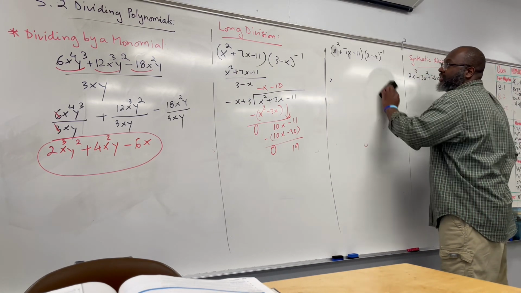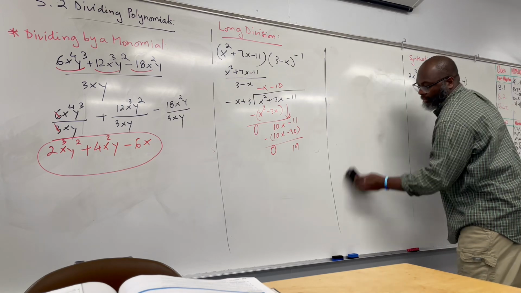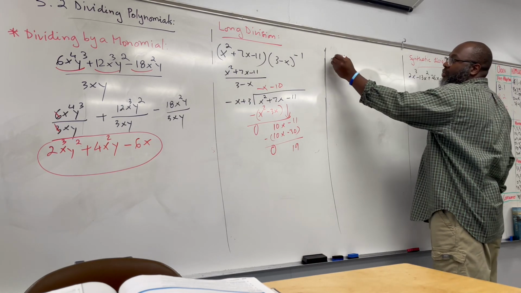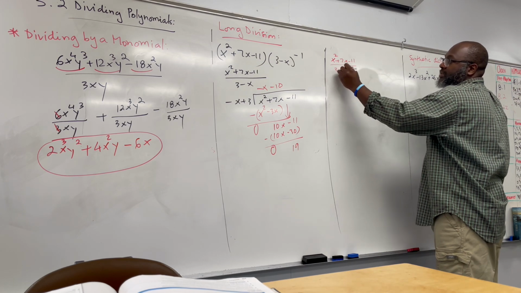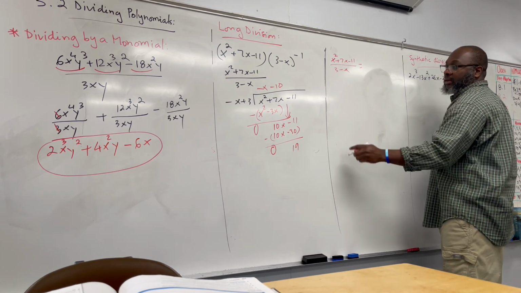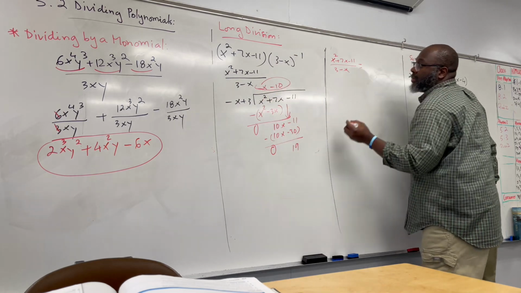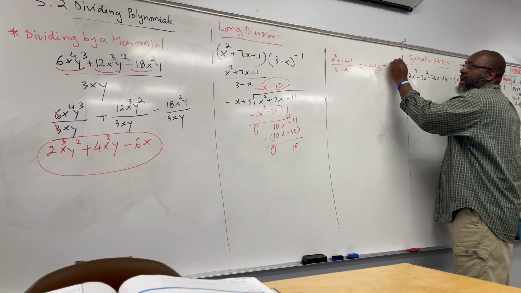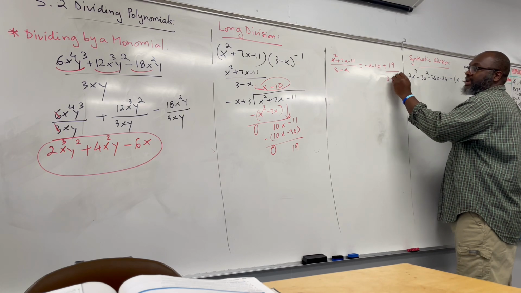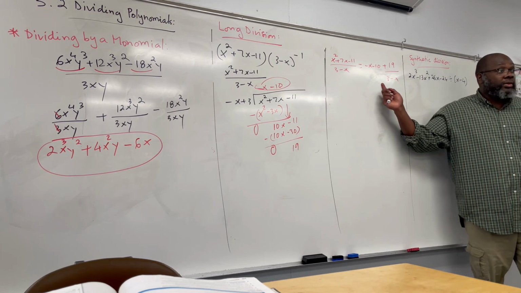Because the remainder is not 0, we're going to say that (x squared plus 7x minus 11) over (3 minus x) is equal to what? First, negative x minus 10, plus 19 over (3 minus x). This is how you write it when there's a remainder.